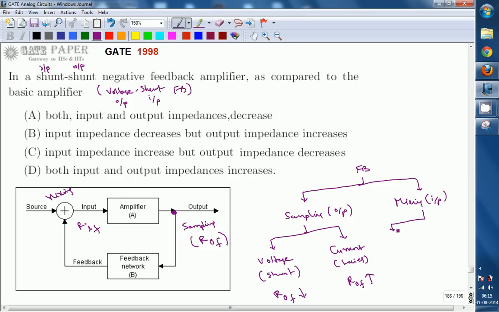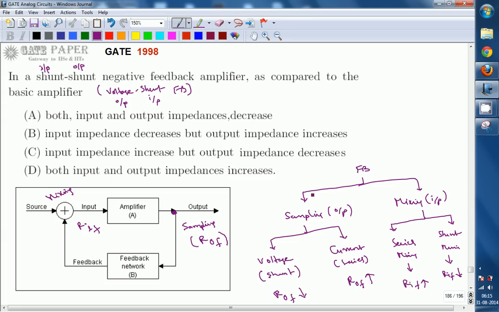Next, mixing is related to the input side. Here, how does the feedback signal mix with the source signal? If both signals are voltages, it is considered series mixing. The source signal, input signal and feedback signal are all voltage signals. If all are current signals, it is considered shunt mixing. In series mixing, RIF increases, that is, input impedance with feedback is large. In shunt mixing, RIF is less; input impedance with feedback reduces.